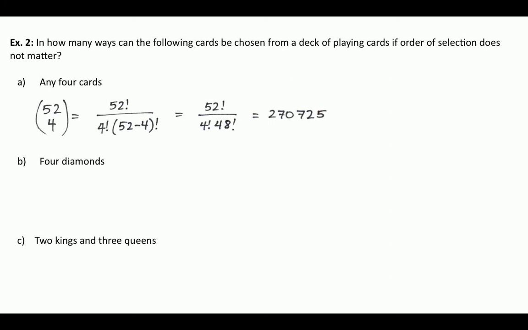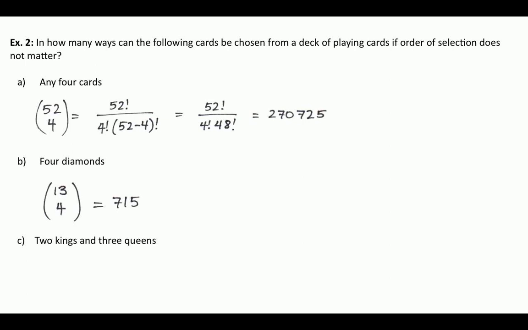How many ways could you select 4 diamonds? For part A, we had a pile of 52 cards and wanted to take 4 of them. If I want 4 diamonds, my pile that I'm choosing from is no longer 52. How many diamonds are there in a deck? There's 13. So my pile is 13, and I'm choosing 4 out of those 13, so a much smaller number. 13 choose 4 is 715, and we got that just from our calculator, 13C4, using that button.